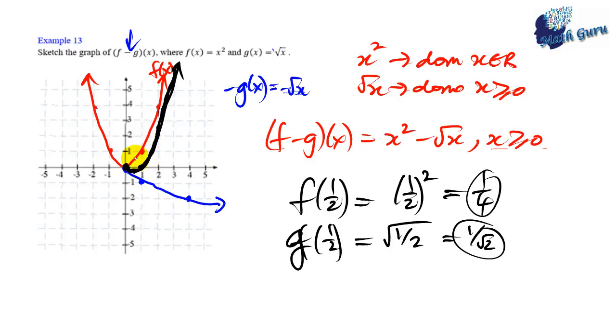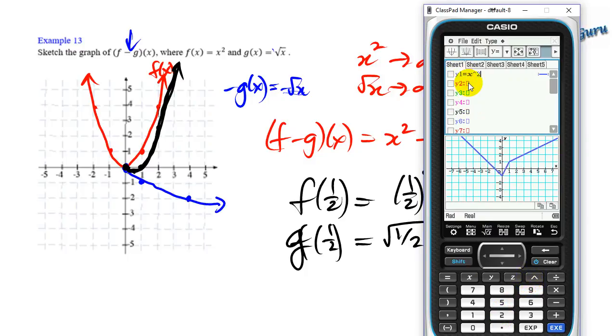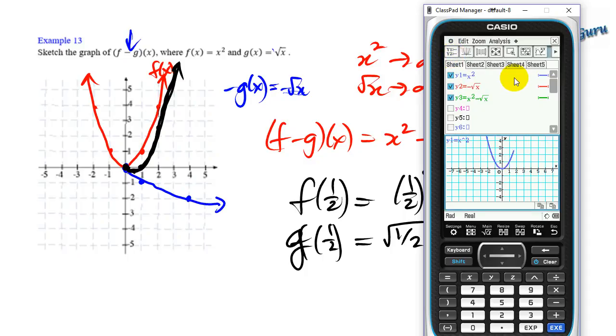And we can have a look on our CAS to see whether we're correct. So let's delete what we've got in there. Let's sketch the graph of x squared and sketch the graph of negative root x. So root x, put my negative out the front, and then let's graph x squared minus root x. Okay, so there's a graph of x squared, there's a graph of negative root x, and there's the graph of the two added together.